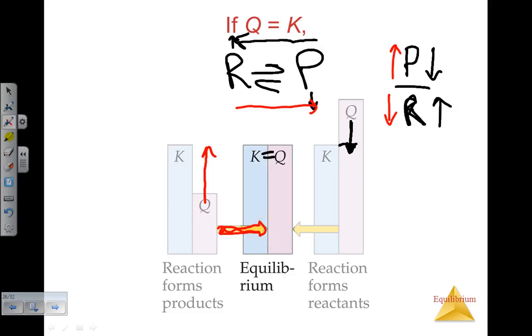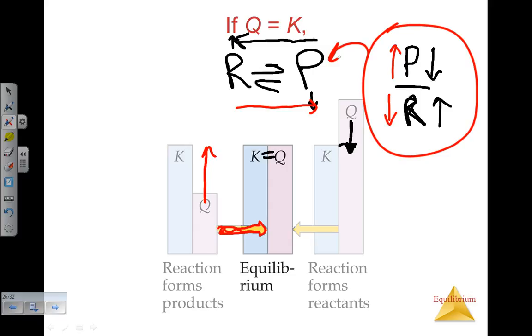Now, you can go ahead and memorize that if Q is greater than K, the reaction shifts left, and if Q is less than K, it shifts to the right. I prefer not to. I prefer to go through this little mathematical logic puzzle to get me to the chemistry. That way I'm sure I'm going to get it right. It's a shortcut to memorize which one is which, but I think it's better to know the chemistry and the math behind it.